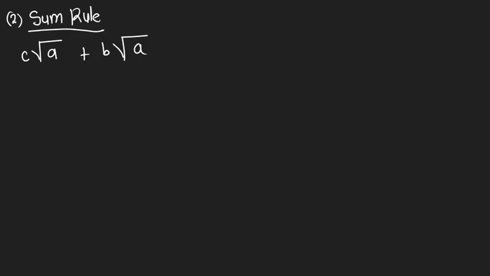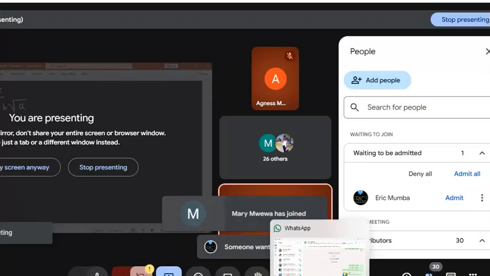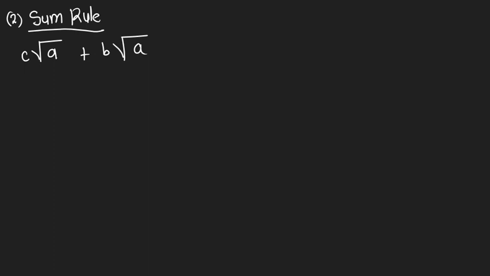So, you've got C root A adding to B root A. Notice what is going to happen. What is inside is the same as this one. So, you treat them like terms.